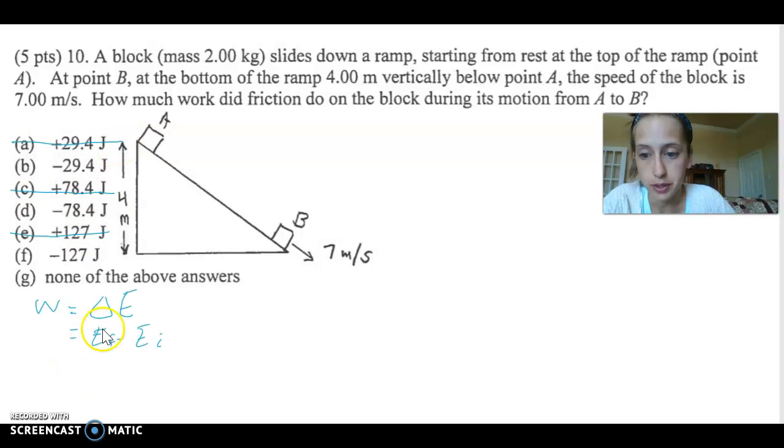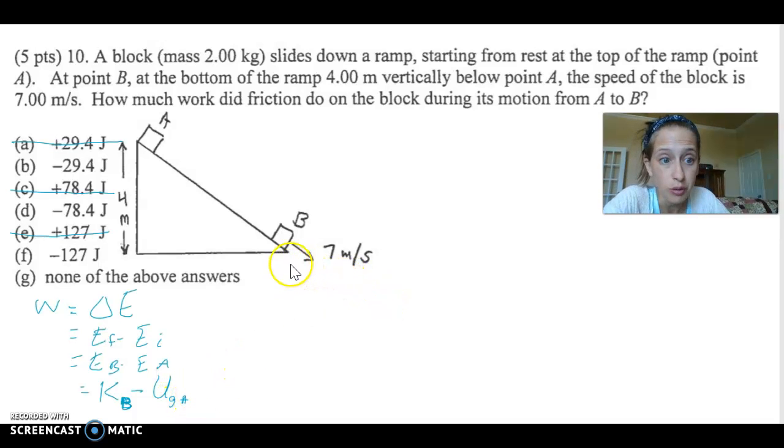Okay. So let's see. What kind of energy do we have at the end here? So energy at B minus energy at A. At B, we've got just kinetic. At A, we've got just gravitational potential. You can have more than one kind of energy at any moment, but we're going to call this the ground and say that no, we didn't.